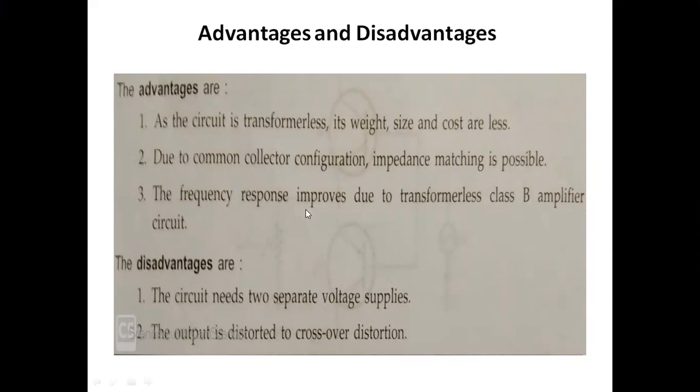Next, output is distorted due to crossover distortion. Here also we are facing some distortion. In class B amplifier, we have some distortion, and that distortion is called crossover distortion. What is meant by crossover distortion? How does the distortion happen? This topic we will cover in the next session. So let's remember, one of the disadvantages of class B amplifier is that we have some crossover distortion.